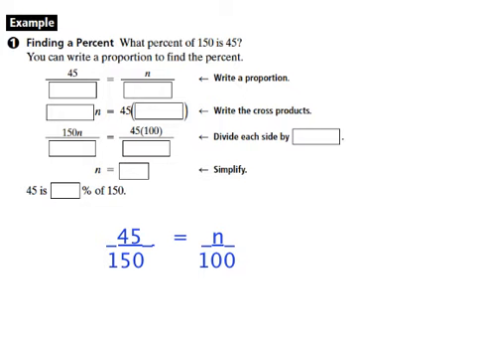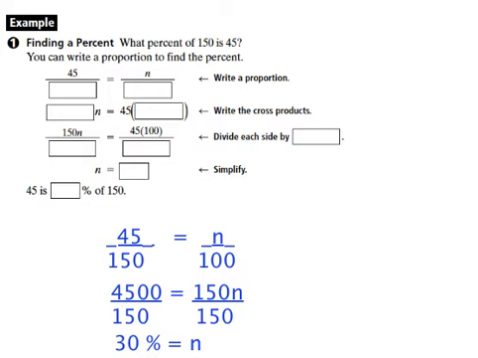Now we're ready to cross multiply. 45 times 100 is 4,500, and 150 times n is 150n. Now, as I showed you last week, I'm going to let you shortcut it, and you don't have to actually show me 45 times 100. You can just write down the 4,500. Now we're ready to divide both sides by 150. 4,500 divided by 150 is 30. And since we were finding the percent, it would be 30%.